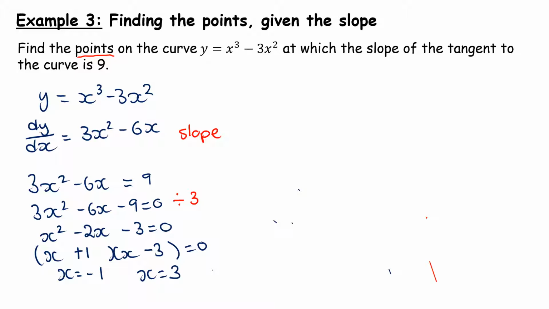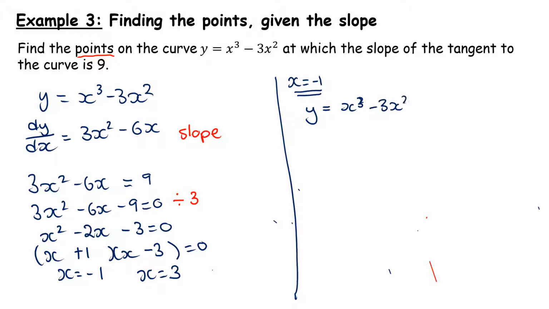So have I got my answer? Well, I've got the x part of the points. They wanted full points. I've only got the x's. So we're going to go back with my x's and try to figure out, well, when x is minus 1, what is y? So I go back to my original equation, which was y is equal to x cubed minus 3x squared, and I'm going to sub in my minus 1.